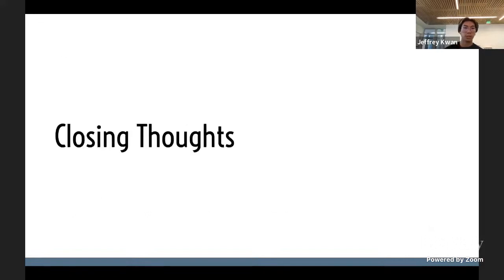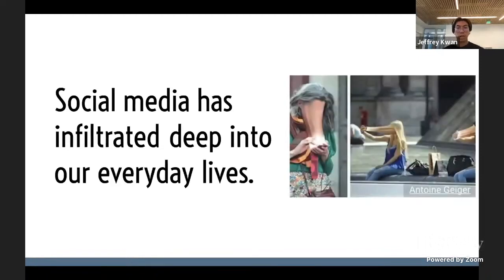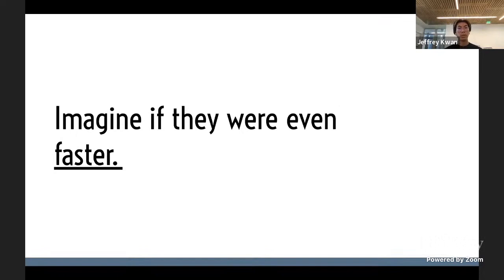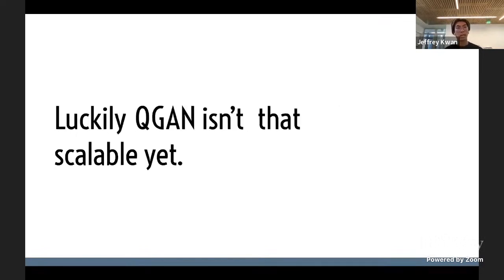So before I end my presentation, I just want to close off with a few thoughts. As everybody knows, social media has really infiltrated deep into our everyday lives, right? And we know that AI recommendation systems are already propagating all this divisive content, all this discourse across society. This is an image of body shaming and all these real social issues that people deal with. But imagine if these algorithms ran even faster, right? But we're lucky that the QGAN isn't that scalable yet. So it's not something that we have to worry about right now.